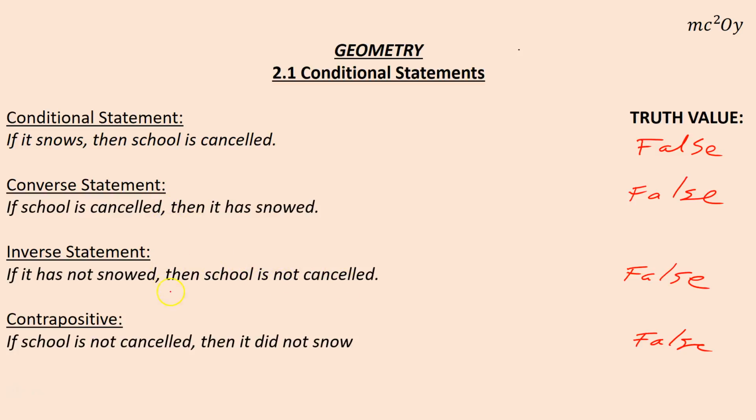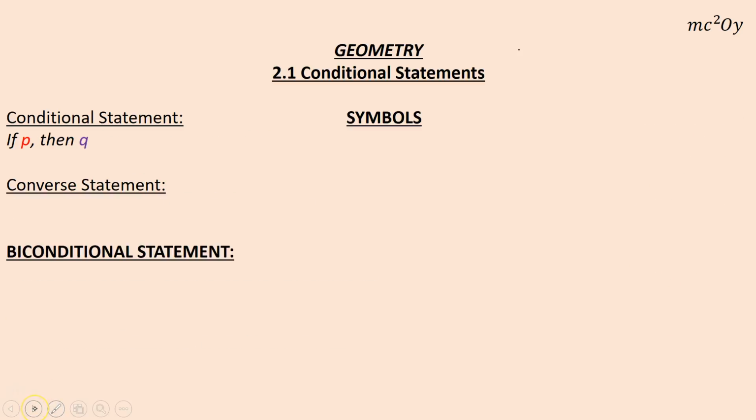It's not a true statement when we're talking about canceling school because of snow, because once again, like we said before, school can be canceled because of other reasons. All right. The last thing we do, the last statement is called a biconditional. And a biconditional says, hey, if the conditional is true and the converse is true, then we can write a biconditional. So once again, if P then Q is true, and if Q then P is true. This one's true. This one's true.